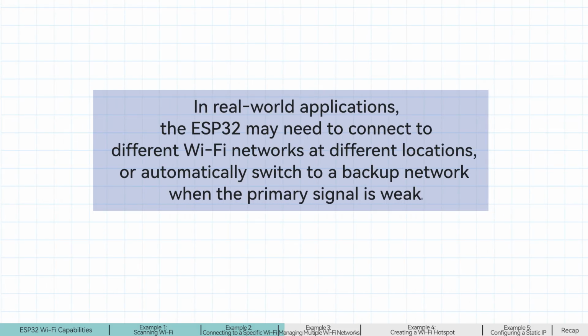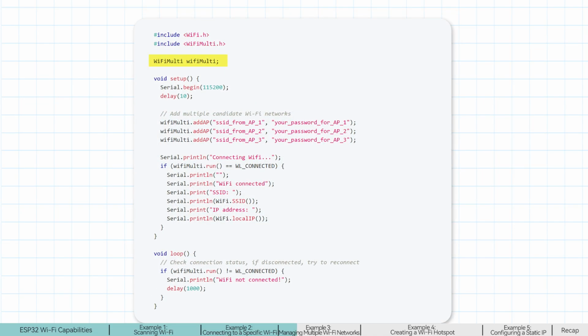In real-world applications, the ESP32 may need to connect to different Wi-Fi networks at different locations, or automatically switch to a backup network when the primary signal is weak. The WiFiMulti library implements this functionality. It allows you to preset multiple Wi-Fi networks and automatically connect to the one with the strongest signal.